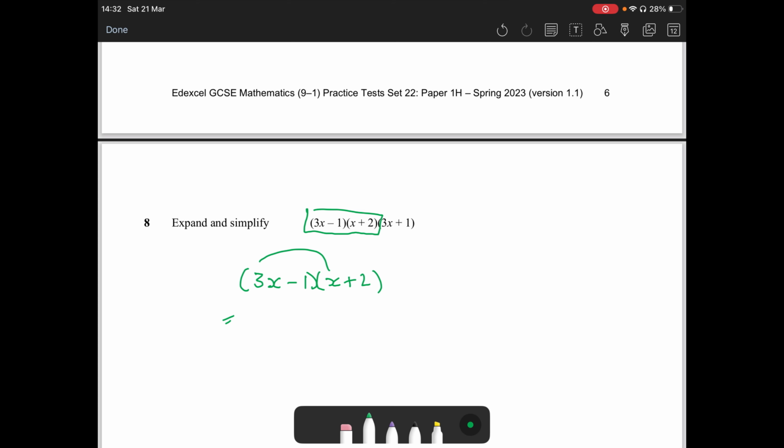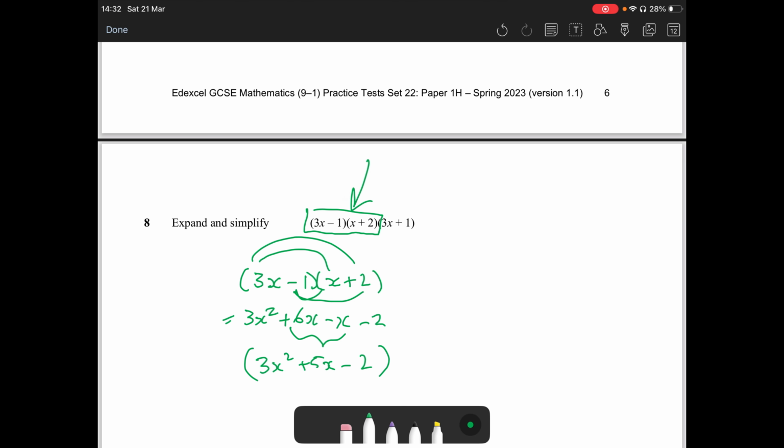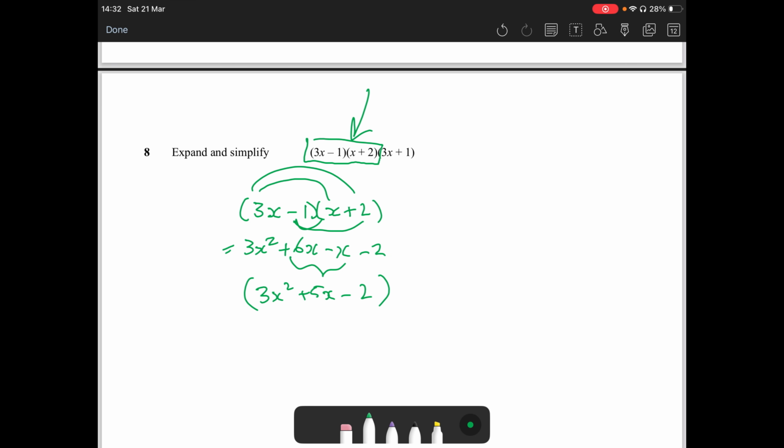Double brackets. 3x times x, 3x squared. 3x times 2, plus 6x. Minus 1 times x, minus x. And minus 1 times 2, minus 2. Tidy up the middle two terms, so you get 3x squared plus 5x minus 2. Happy days. Let's wrap some brackets around it. So basically, this bit here is the same as 3x squared plus 5x minus 2. We still, however, need to multiply it by 3x plus 1.